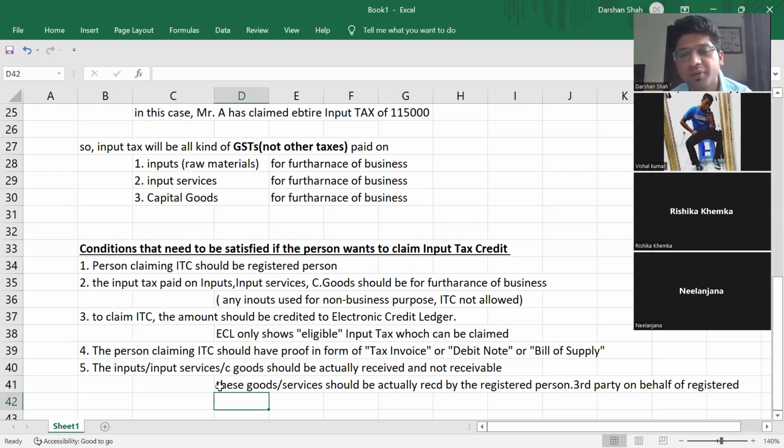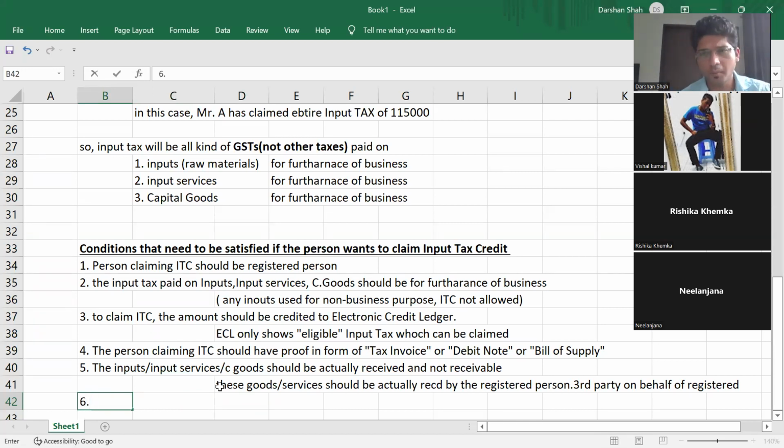The goods should not be receivable. The delivery should have been done. It should not happen that I have purchased the goods, made the payment, and paid the input tax also, and delivery is still pending. If that is the case, even though it is eligible input tax, you cannot claim that in your credit. You can claim it only when goods are actually delivered. See if this is clear till here.